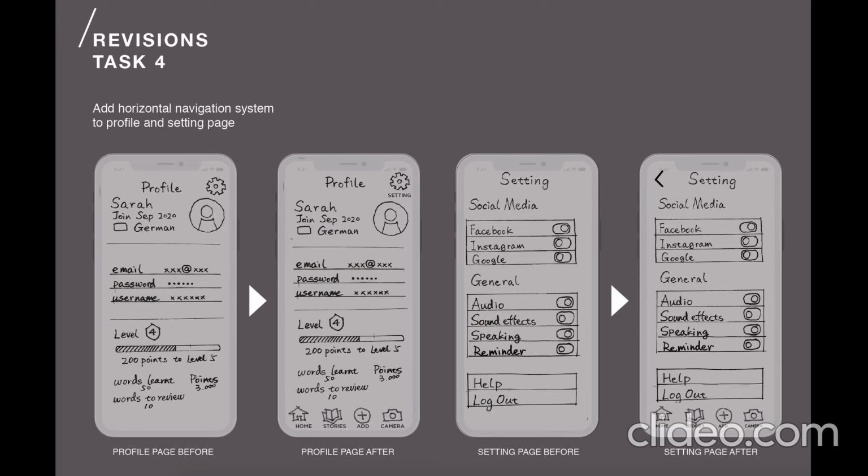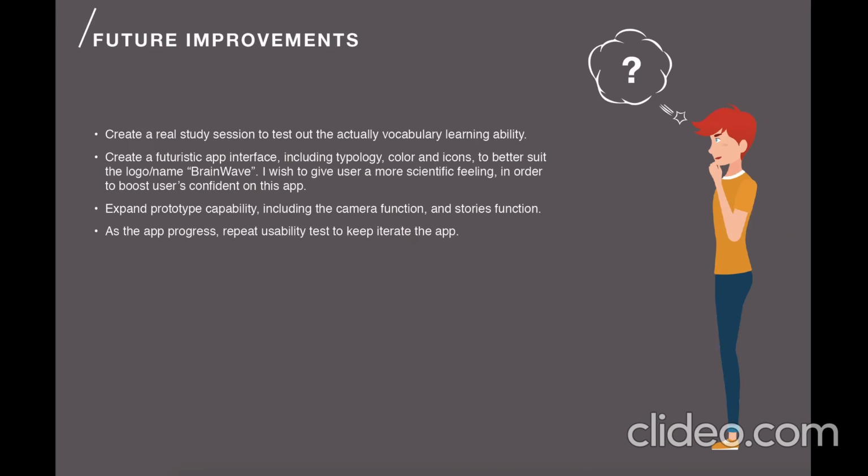For the last task, first I added descriptions to the icons, as well as added the horizontal navigation system to the profile and setting pages, so it will be easier to get back to where you want to go. For future improvement, I would like to create a real study session to test out the actual vocabulary learning ability.